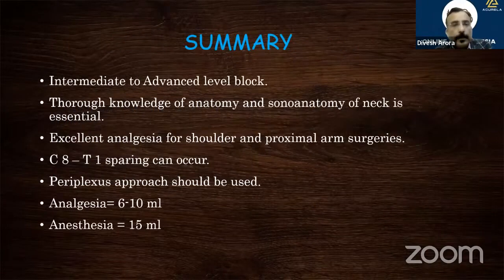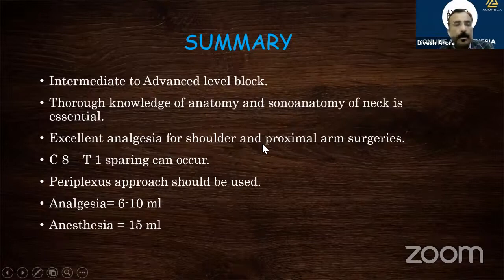So to summarize, my dear friends, interscalene brachial plexus block is an intermediate to advanced level block. Neck is quite a neural and a vascular structure, so thorough knowledge of anatomy and sonoanatomy is very essential. It provides excellent analgesia and anesthesia in case you desire for shoulder and proximal arm surgeries. And we all know that C8 and T1 sparing can occur in the distribution of the ulnar nerve. That is why it is not suitable for surgeries distal to the mid-humerus.